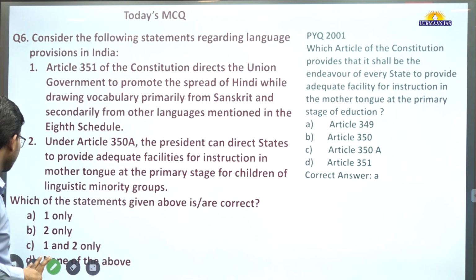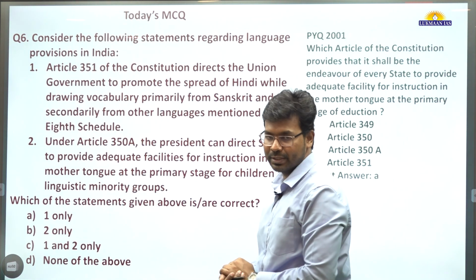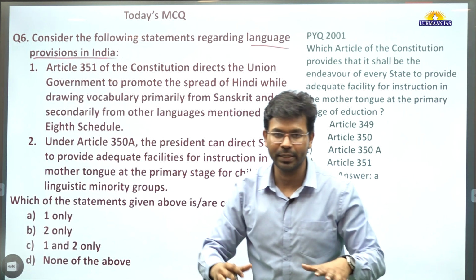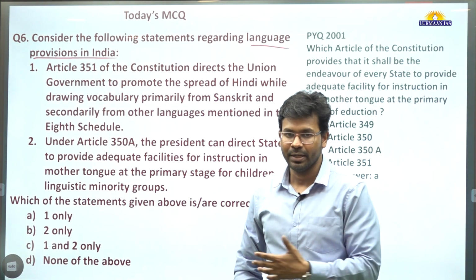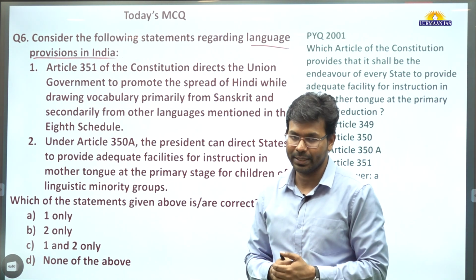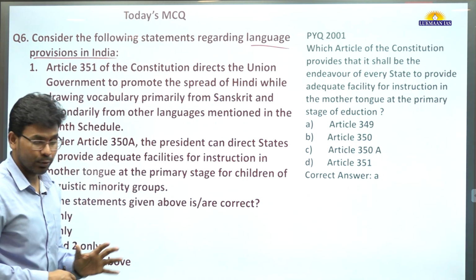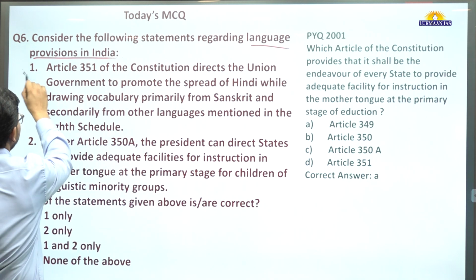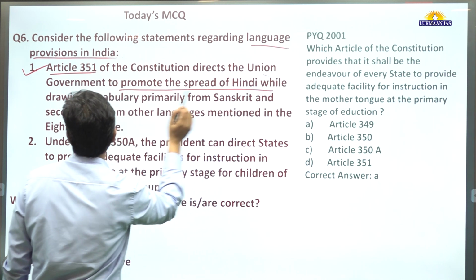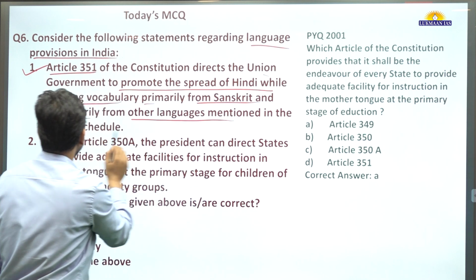So we have another question, question number 6. This question is about language provisions in India. Why are we reading about languages? Because the Government of India wants to apply the 3 language formula in the academic curriculum across the country, but the state of Tamil Nadu is not willing to take it. They don't want to adopt Hindi as a language there. Related to that, in the Constitution of India there is Article 351. It directs the Union government to promote the spread of Hindi while drawing vocabulary primarily from Sanskrit and secondarily from other languages mentioned in the 8th Schedule.